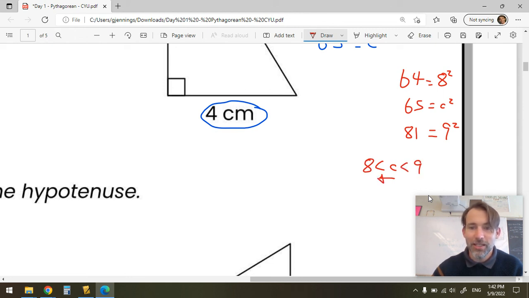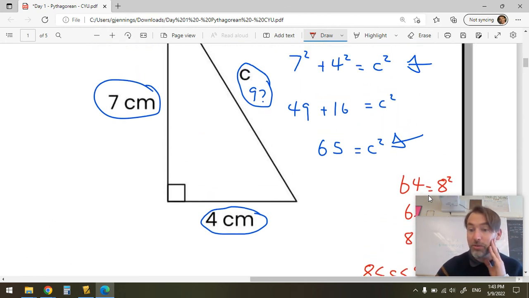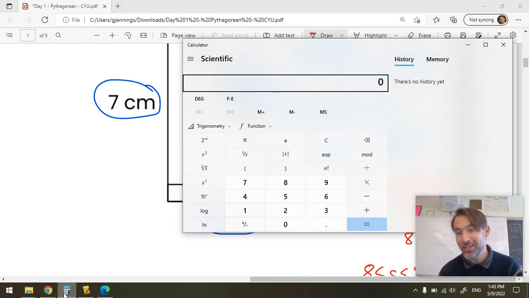And in fact, I think C is a lot closer to 8 than 9, because 65 is a lot closer to 64 than it is to 81. So my guess of it being 9 is not so bad, but it looks much closer to 8. Now, how do we solve this problem on our calculator to get an exact answer, or at least a good decimal approximation? Well, let's take a look.